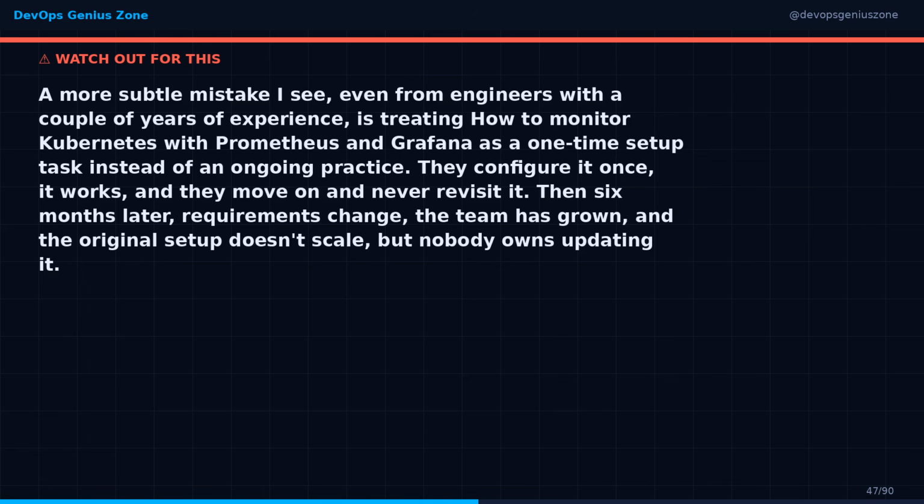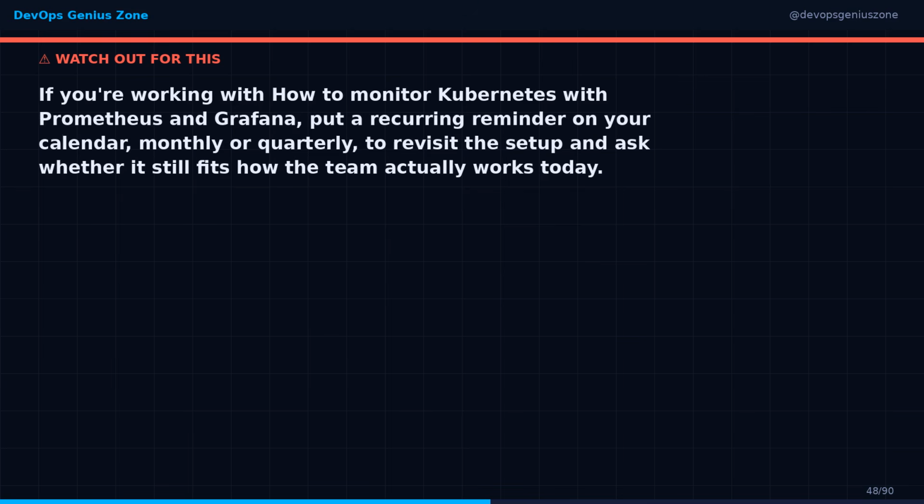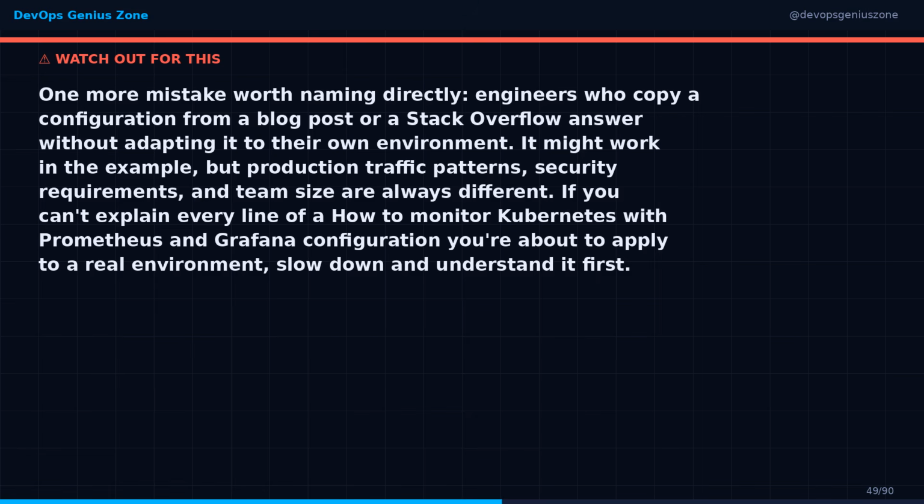One more mistake worth naming directly: engineers who copy a configuration from a blog post or a Stack Overflow answer without adapting it to their own environment. It might work in the example, but production traffic patterns, security requirements, and team size are always different. If you can't explain every line of a how to monitor Kubernetes with Prometheus and Grafana configuration you're about to apply to a real environment, slow down and understand it first. That single habit will save you from more incidents than almost anything else on this list.